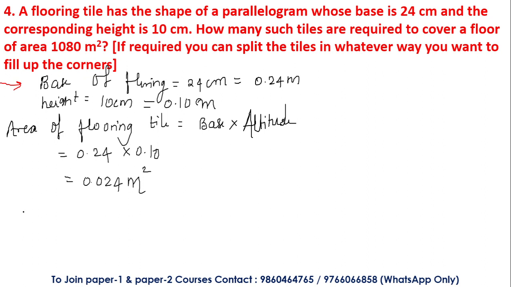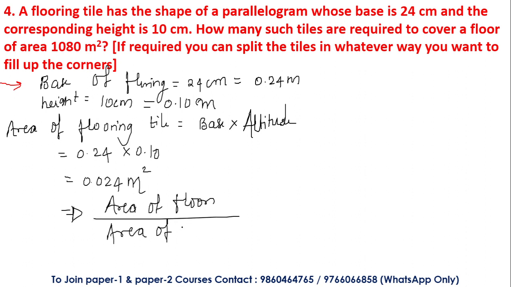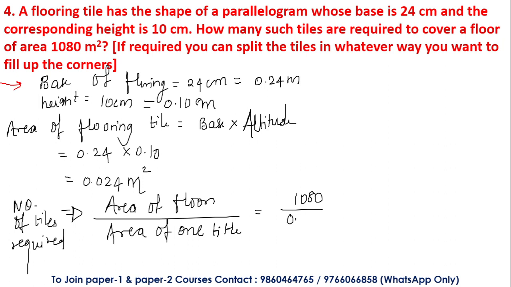Now, how many tiles are required? How to find it out? I'll do one thing: the area of the complete floor divided by the area of one tile. This will give me the number of tiles required. This is equal to 1080 divided by 0.024, which is equal to 45,000 tiles required to cover the whole floor.